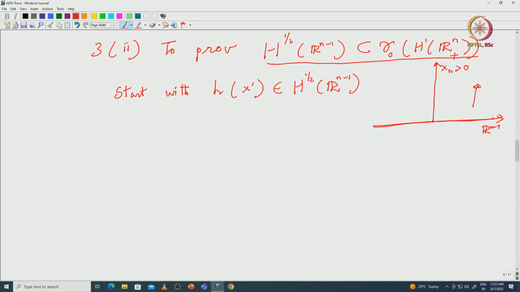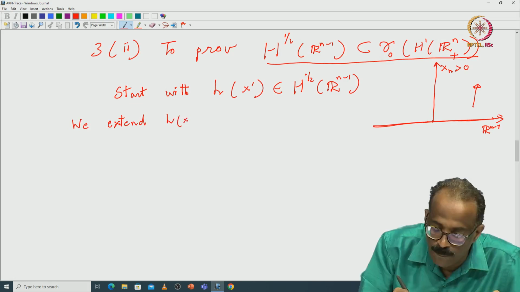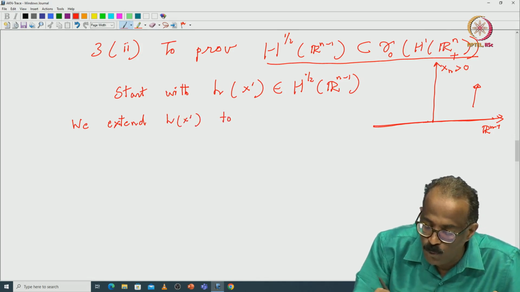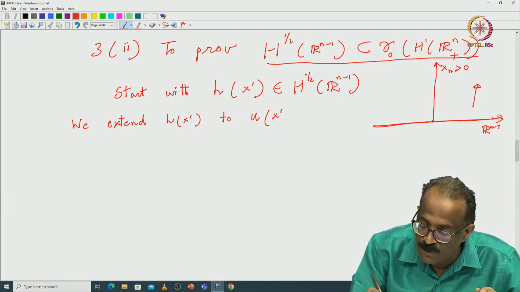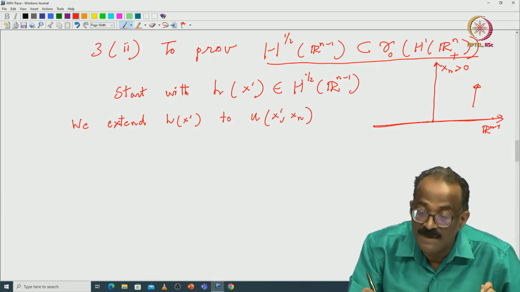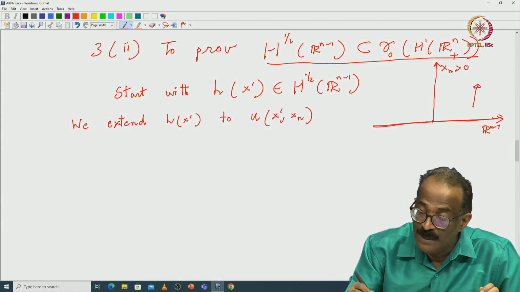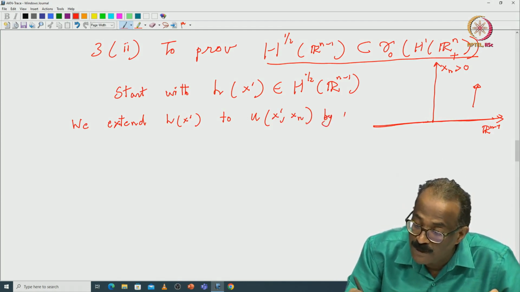You start with an element h in H half of R^(n-1), and then we are going to extend it. So we will quickly do that. Once you go through that proof, you will see that it is very natural. So we extend h(x') to u(x', x_n). We want to define u(x', x_n) in such a way that when you put x_n equal to 0, you recover h. This we will do by Fourier transform.